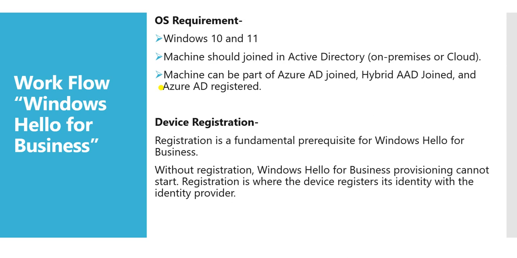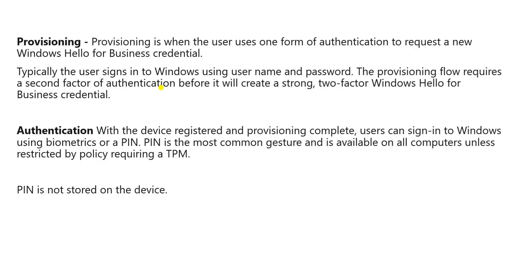If your device is not registered in Intune, you cannot activate your Windows Hello for Business. Now let's understand what provisioning is. Provisioning is when the user uses one of the authentication methods to request a new Windows Hello for Business credential, typically signing into Windows with a user name and password. The provisioning flow requires a second factor of authentication because it will create a strong two-factor Windows authentication.